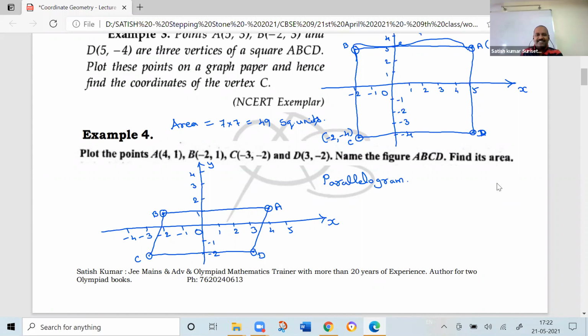But now, is it a trapezium? Is it a parallelogram or not? A trapezium is not a parallelogram, but a parallelogram is also a trapezium. But you should not say this is a trapezium; you have to specifically say parallelogram only. Now, how to find its area? What is the area of a parallelogram?